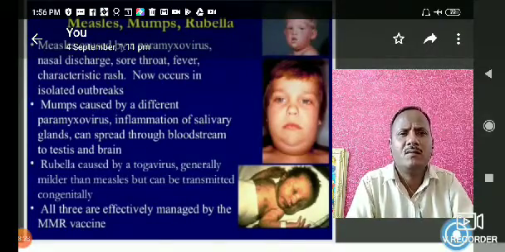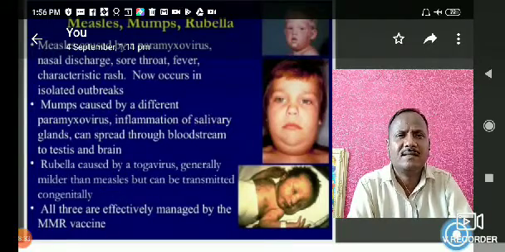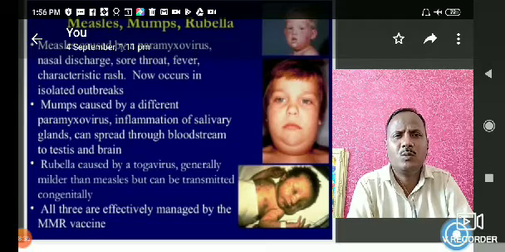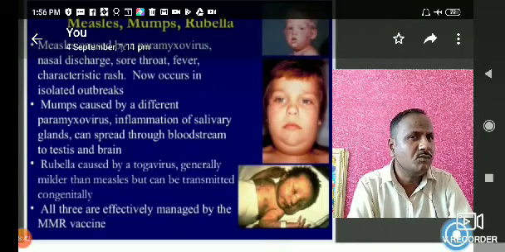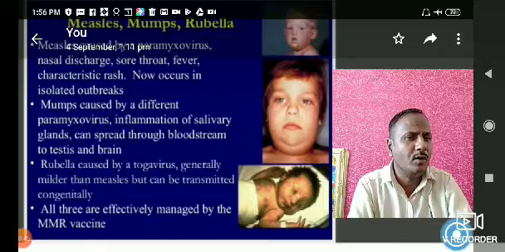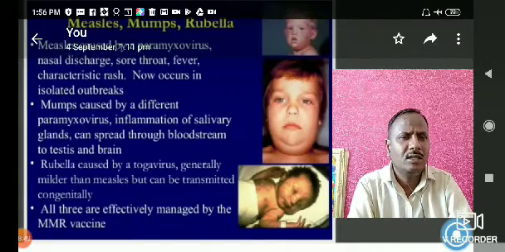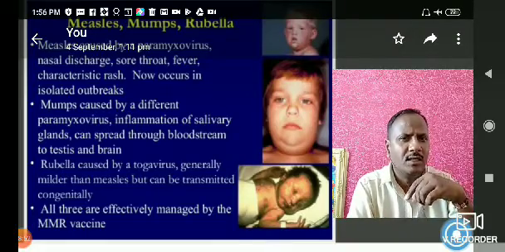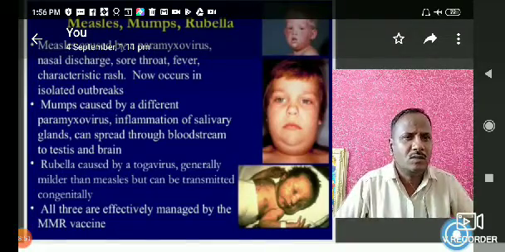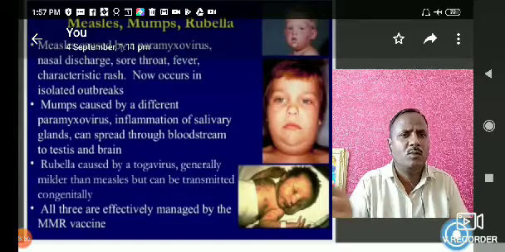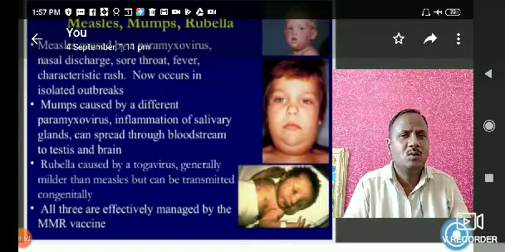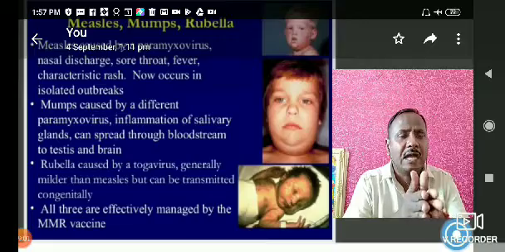Mumps is caused by a different paramyxovirus, with inflammation of the salivary glands that can spread through the bloodstream to the testes and brain. These microorganisms enter the body through the mouth and nose. Once they enter, they reach the salivary glands, spread, enter the bloodstream, and reach the testes and brain as well.